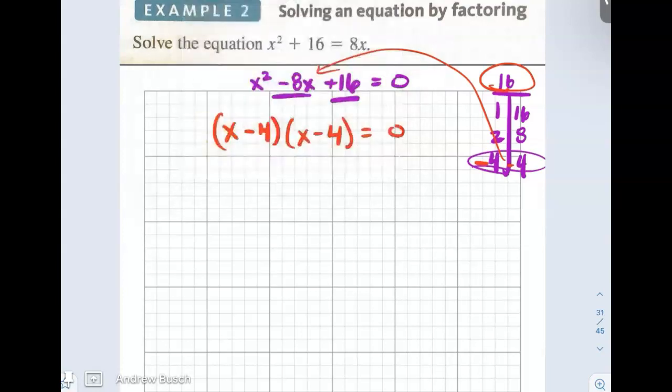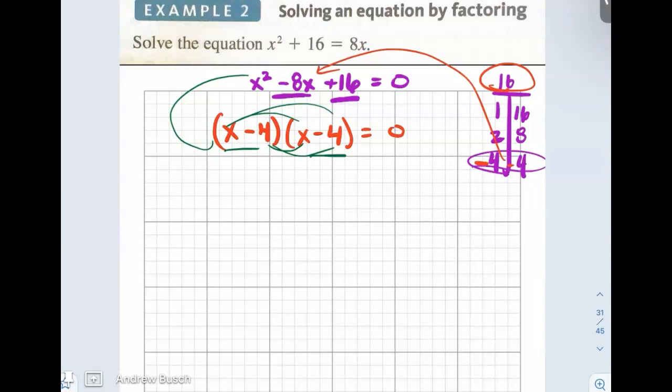And you could always FOIL these back together to see if you get back to this original, and you do. Since we have the same factor twice, this is called a double root, because it's the same factor twice.